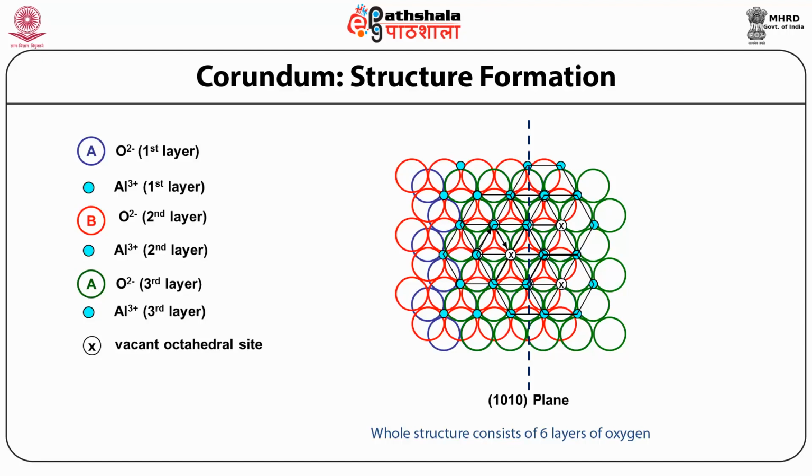Whereas there are some vacant positions which you can see in this figure by a cross sign in a circle, corresponding to vacant octahedral sites. So in this case, one unit cell consists of 6 layers of the oxygen atom, which we'll see in the next example.